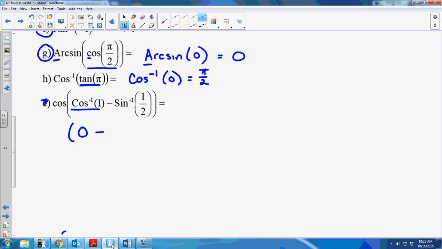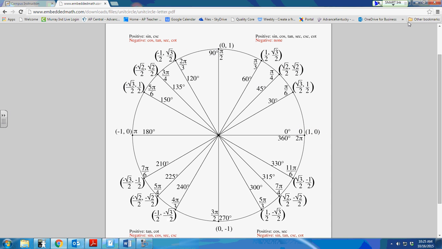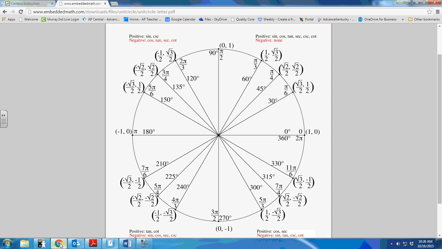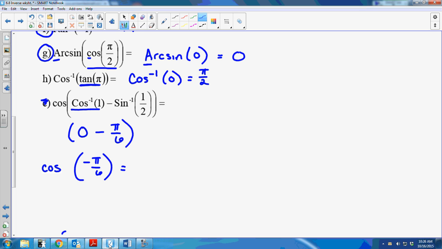Inverse sine of a half. So where is sine 1/2? Pi over 6. And 0 minus pi over 6 is negative pi over 6. So we're just looking to see what cosine is at negative pi over 6. So again, if this is pi over 6 and this is negative pi over 6, what is cosine at negative pi over 6? Square root of 3 over 2. Questions about those? Feel better about those?